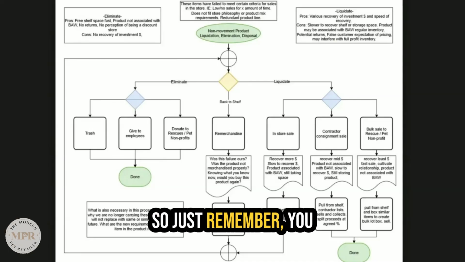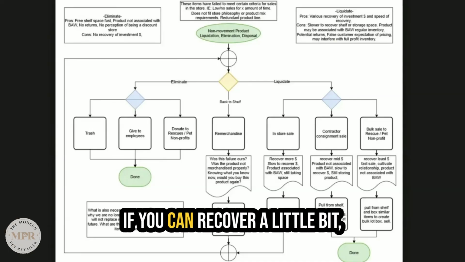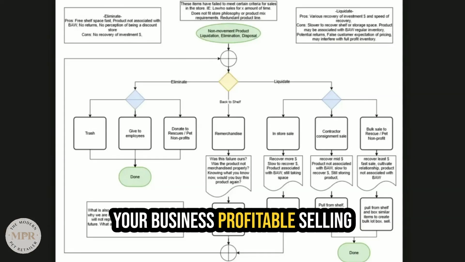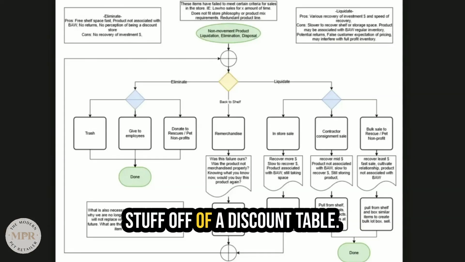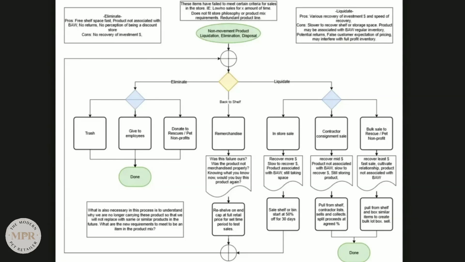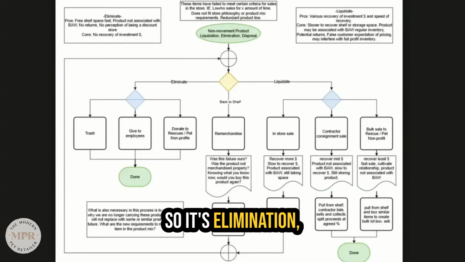So just remember, you already paid for it. The money's already gone. If you can recover a little bit, great, but you're not going to make your business profitable selling stuff off of a discount table. So move it out as quickly as possible. So those really are the three ways that we look at it. So it's elimination, liquidation, or disposal.